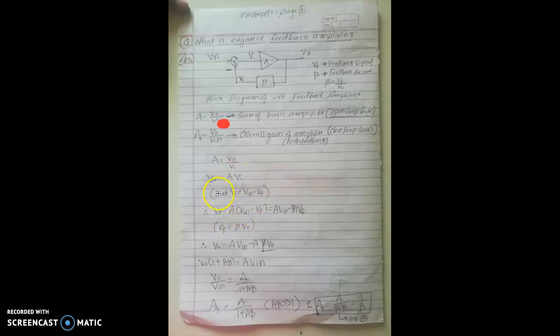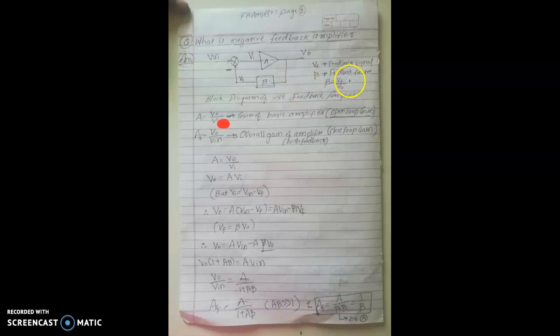So what is it that we are going to get? V0 is equal to A times Vi, which is Vin minus Vf. Then you open this bracket: A Vin minus A Vf is the thing. But we know that Vf is equal to beta times V0. What is this beta? Output voltage Vf divided by input voltage V0. Beta is equal to Vf by V0.